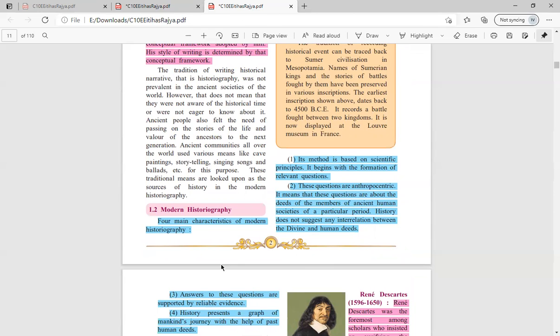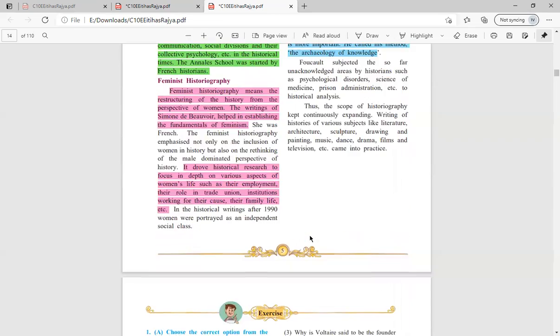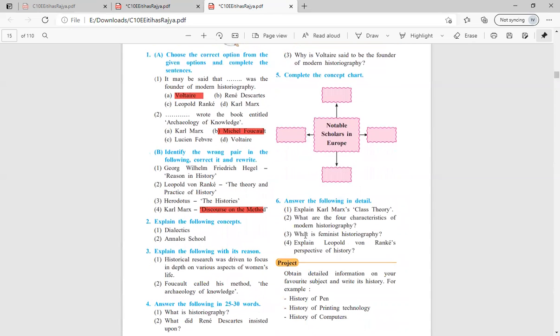Fine, we'll move to the next question, which is, what is feminist historiography, which is 6.3. Okay, this is the feminist historiography one.